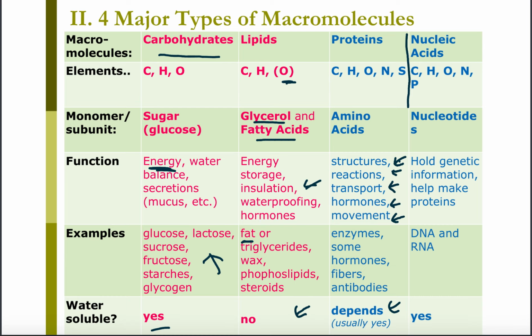Finally, we have nucleic acids. So nucleic acids are DNA and RNA, okay? So they're made of carbon, hydrogen, oxygen, nitrogen, and phosphorus a lot of the time. And their subunit is nucleotides. Let's write that. And its job is to hold genetic information, and a big part of it is to also take that genetic information and provide instructions to make proteins. Examples of it are DNA, RNA, and I should even write down here ATP is another major example of this. It's a nucleotide too. Is it water soluble?